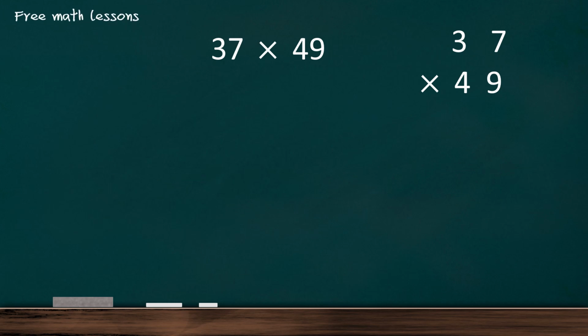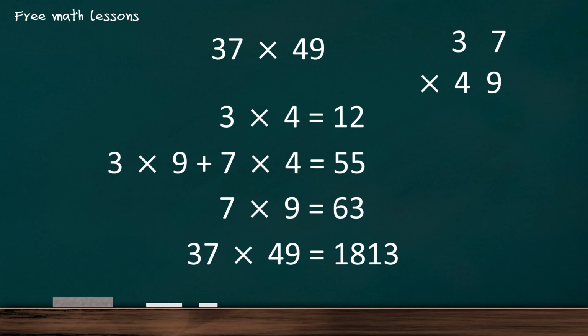Go on. Calculate 37 times 49. Draw the connection line as before. First a line on the left, then a cross in the middle, and finally a line on the right. For this, we calculate 12, 55, 63 in this order. And then we're going to translate that into the simplest form.